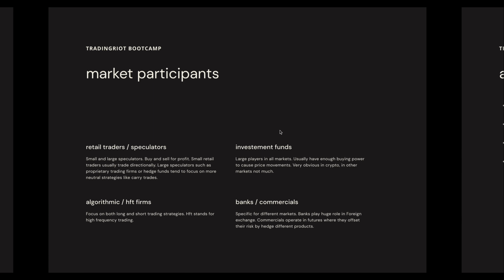So understanding where these algos initiate their trades can actually be beneficial for your personal trading as well, and I will show you this in a second.